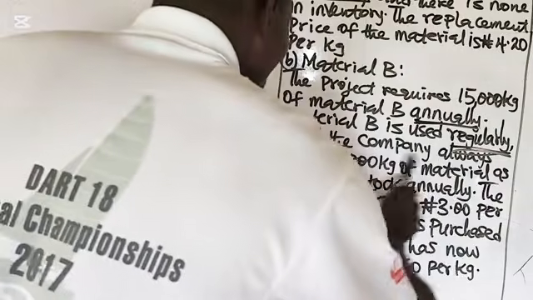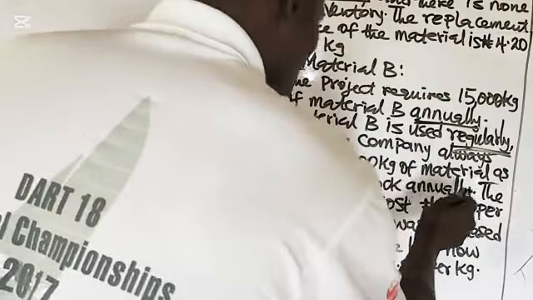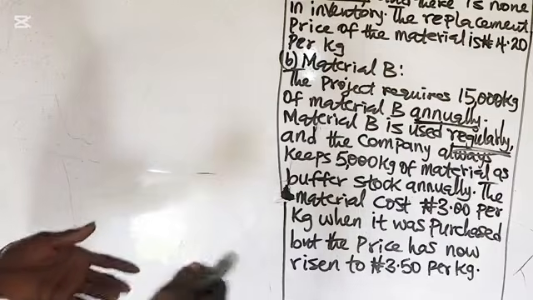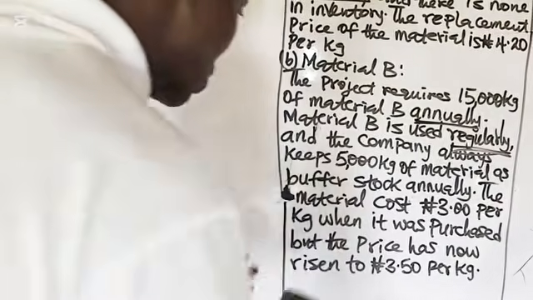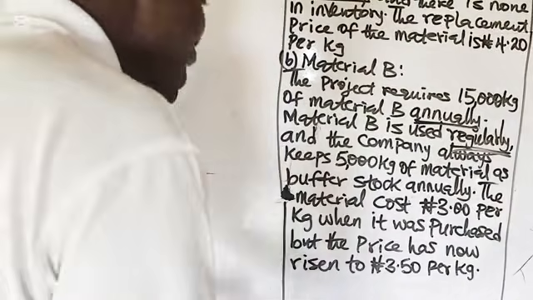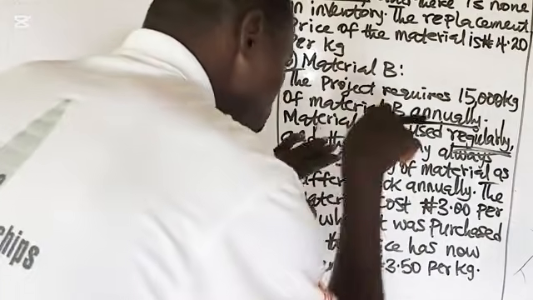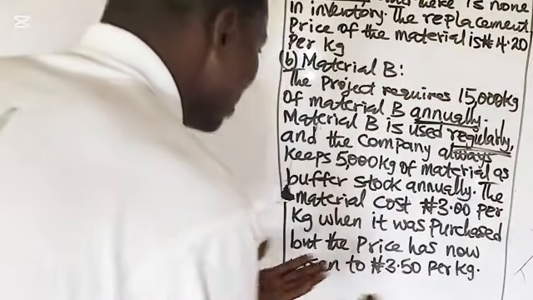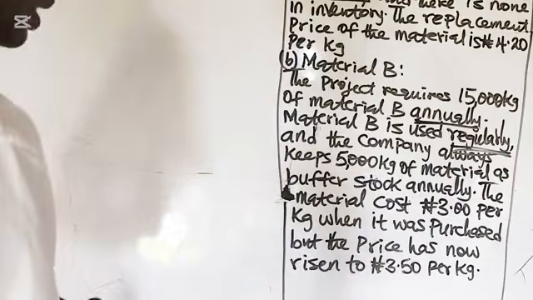And the company always keeps 5,000 kg of materials as buffer stock annually. Another word for buffer stock is safety stock level or minimum stock level. These are the levels at which the entity must not allow its inventory to fall. So what the entity must always keep in inventory is 5,000 each year. So that means 5,000 were in stock.